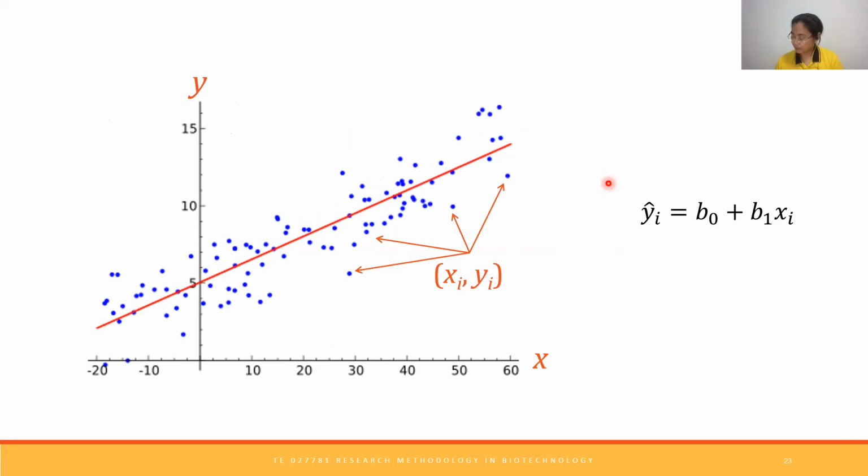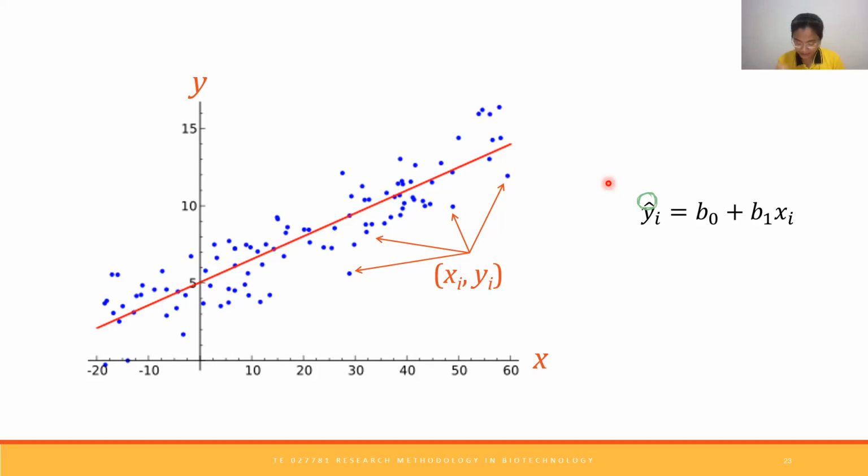You see the symbol here, the one with the little hat on top. That is normally referred to as the predicted data, the predicted values. It is the values that you get from the equation.